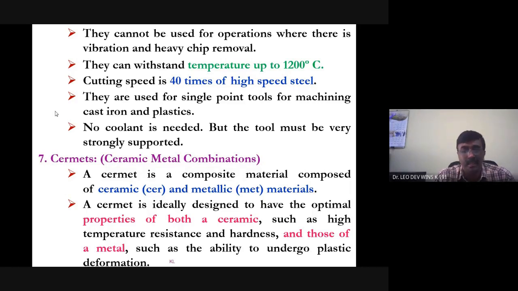Whenever we prefer high quality cutting tools which can withstand very high temperature, normally it will cost more. The next one is CERMET. CERMET is ceramic plus metal. The first three letters stand for ceramic, and the next three letters stand for metal. That's why it is called CERMET, ceramic and metal. So these two are mixed together, a combination of ceramic and metal.